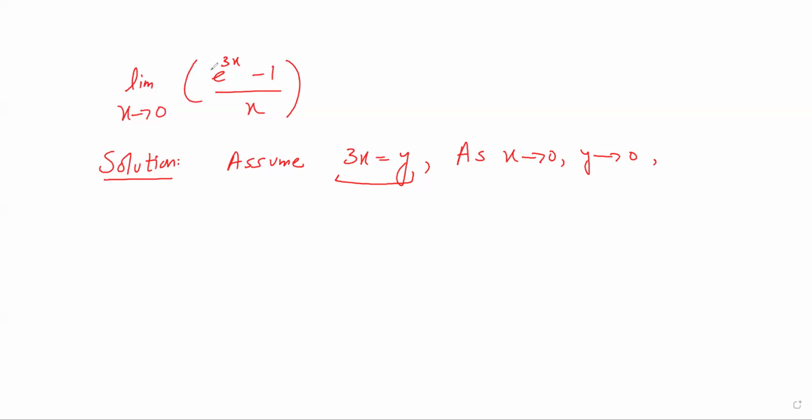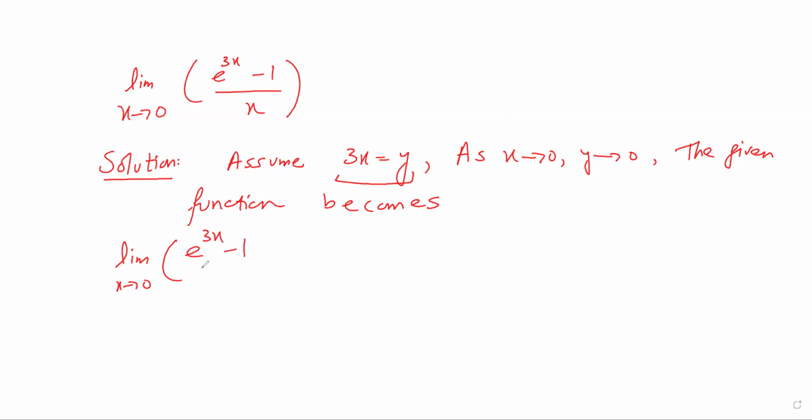So this given function becomes limit x goes to 0, e power 3x minus 1 divided by x. Now we'll change this limit to y. So as x goes to 0, y goes to 0.